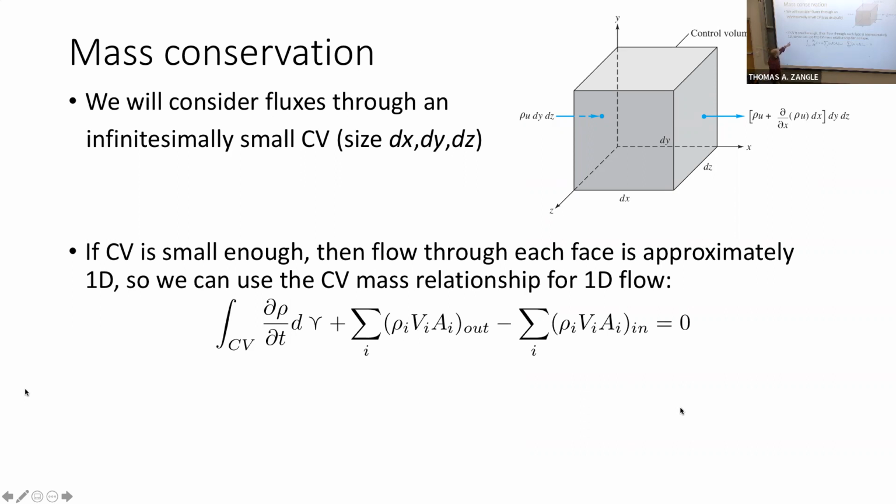And we're going to say that if the control volume is small enough, even if we have some crazy distribution of velocity within our fluid, then we have approximately 1D flow through every face. And so we can use the one-dimensional form of mass conservation from last chapter to get started. The rate of change of density within the control volume, plus whatever's going out minus whatever's coming in, is 0.